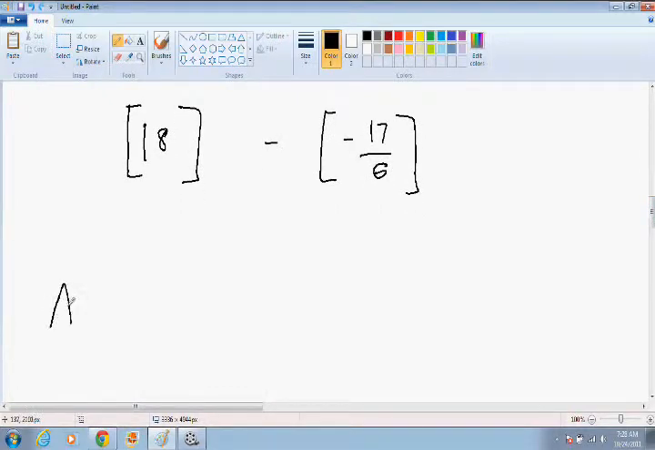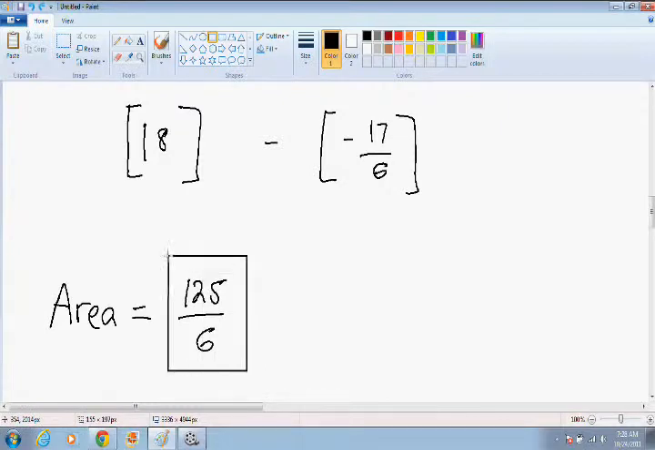So the area is equal to 18 minus negative 17 over 6, which is 125 over 6. So this is the exact area in between the curve x plus 3 and the curve x squared minus 6x plus 9.